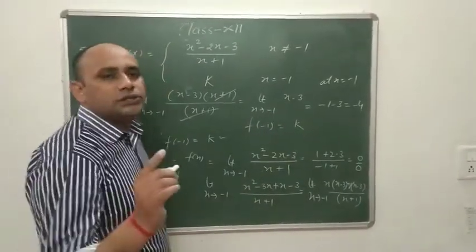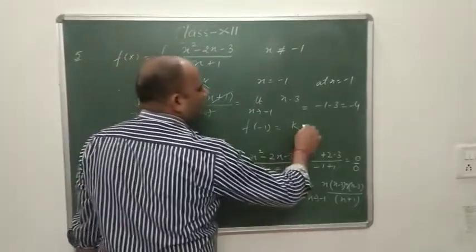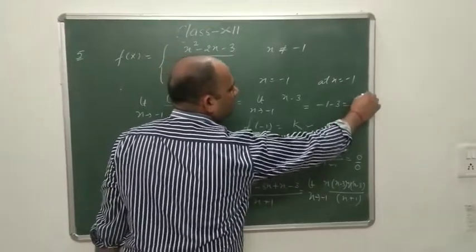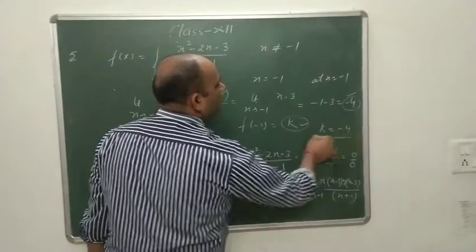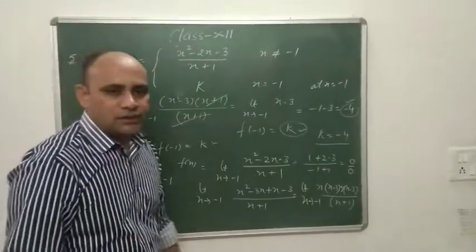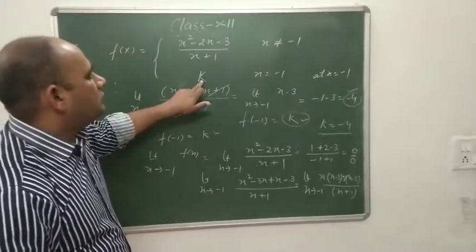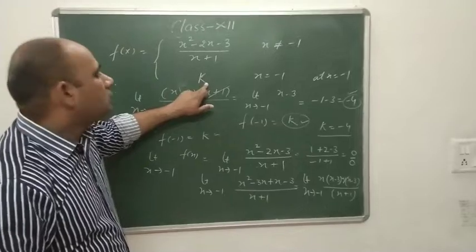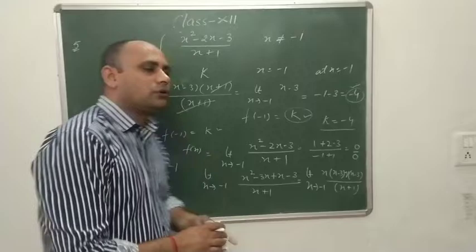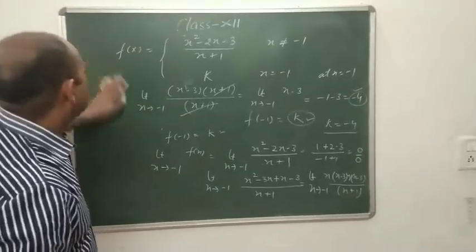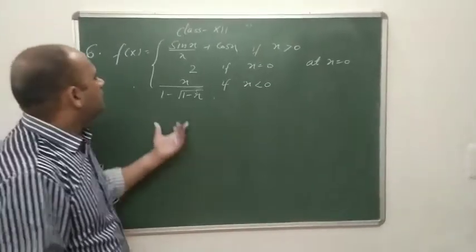Now the function is continuous. So if the function is continuous, then f(a) is equal to limit x tends to a of f(x). It means k is equal to minus 4. Now when the function is continuous, we can find the value. You can see the scalar constant k, whose value is minus 4. Then another example.